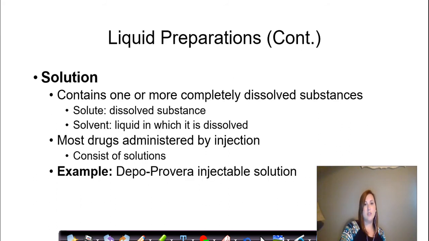A solution contains one or more completely dissolved substances. So we talked about solute and solvent before. Solute is the dissolved substance. Solvent is the liquid in which it's dissolved. Most of these types of medications are administered by injections. An example of this is Depo-Provera. Depo-Provera is an IM medication, or intramuscular medication, that is a contraceptive that's administered in the office.